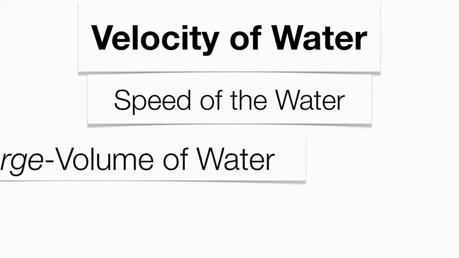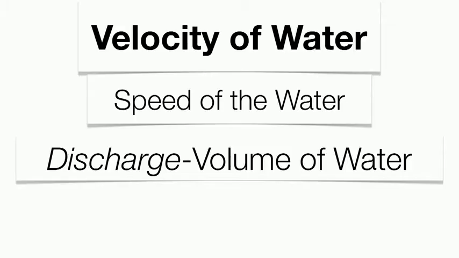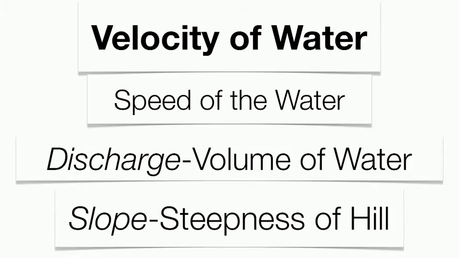Now, velocity has a lot to do with particles that get picked up. And velocity just means the speed of the water. Okay, discharge is the volume of water. So the more volume you have, okay, the faster the water. Slope is the steepness of the hill. Now, the steeper the slope, the faster the water as well. So a lot of terms here that are going to be interrelated with each other.